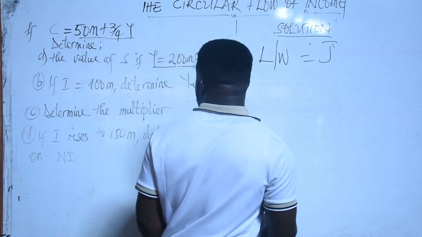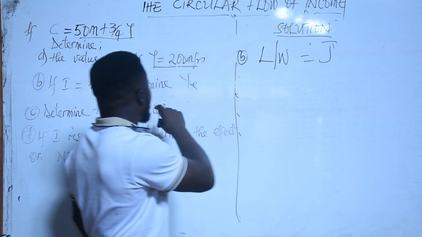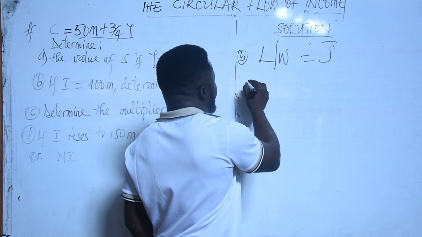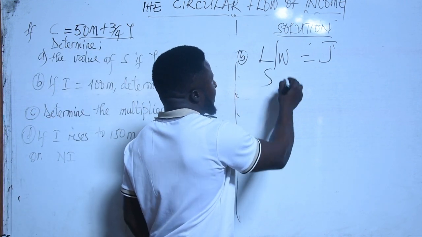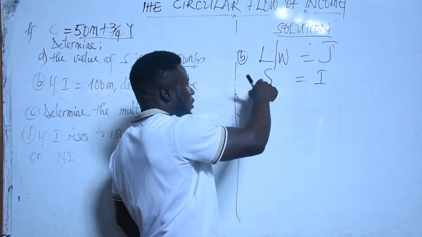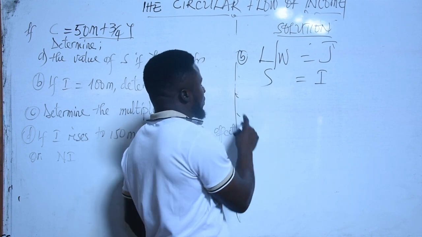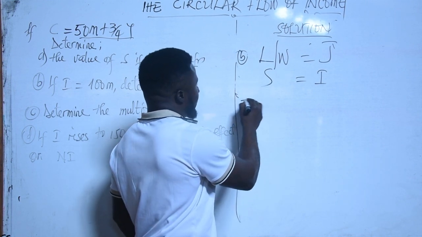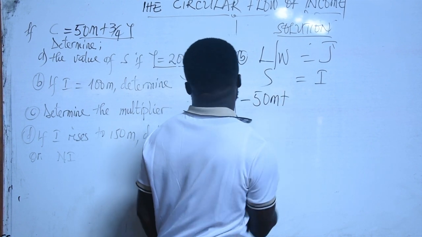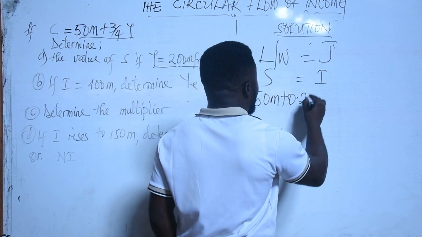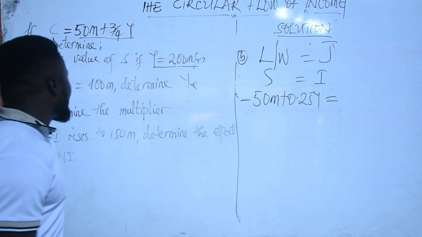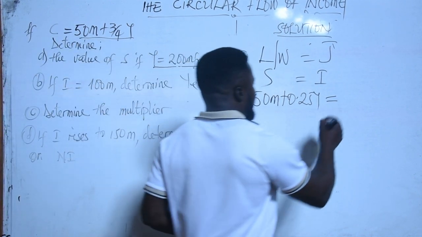In A, we solved for the savings function when we were to determine the value of savings. We said that S is equal to the loan injection, which is investment, the loan withdrawal, which is savings. Our savings function was given by negative 50 million plus 0.25 Y. That should be equal to the investment which we have been given here, which is 100 million.